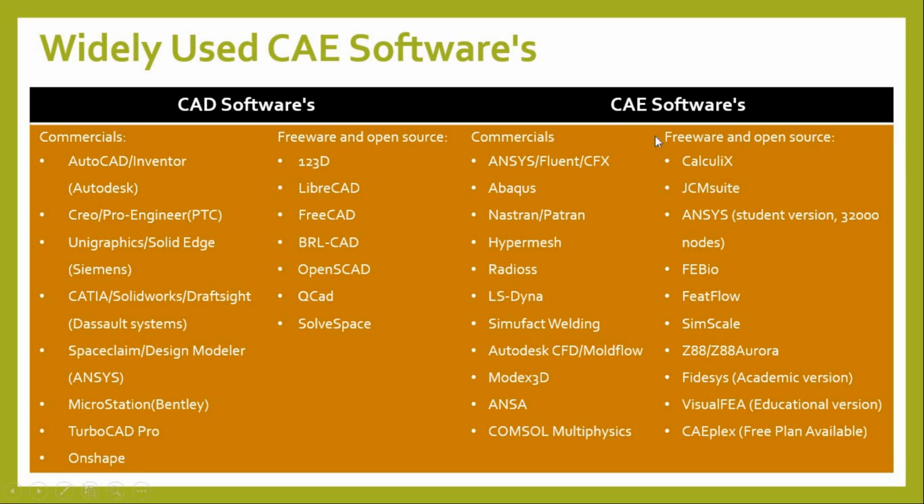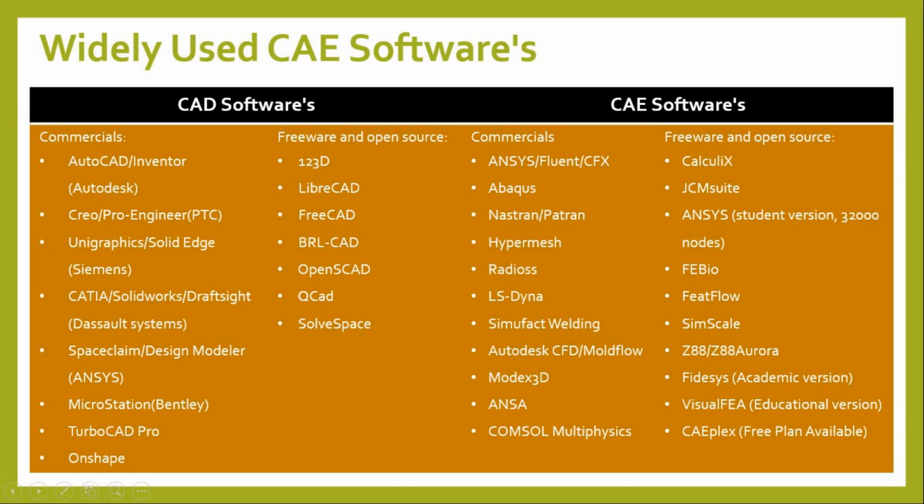Then CAE software, as we know: ANSYS, Fluent, CFX, Abaqus, Nastran, Patran, HyperMesh, Radioss, LS-DYNA, Simufact Welding, which is for welding, Autodesk CFD, Moldflow, Modex3D, ANSA, COMSOL Multiphysics. ANSA is also a pre-processing software, like HyperMesh. These are pre-processors, and these are solvers: Abaqus, ANSYS, Nastran, Patran.